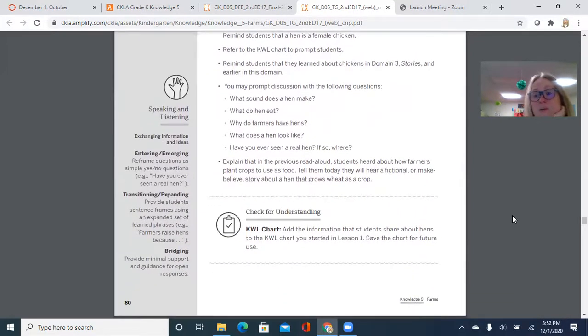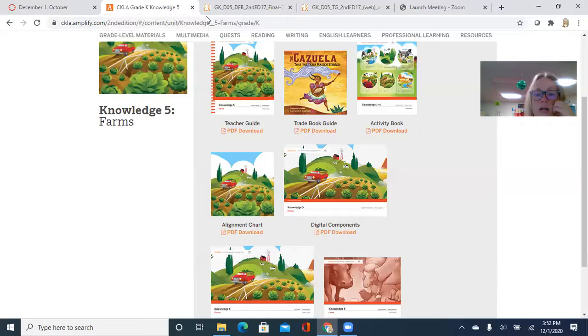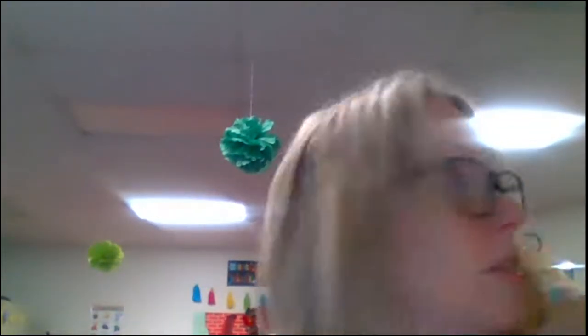We learned that farmers make different crops and they sell those crops for food, but those crops can be food for animals or people. Today we will hear a make-believe story about a hen that grows wheat as a crop. If you can remember back to yesterday, the wheat products we talked about, there are many different wheat products used in production. One of the things they can make is bread. So our little red hen was wanting to be able to make bread.